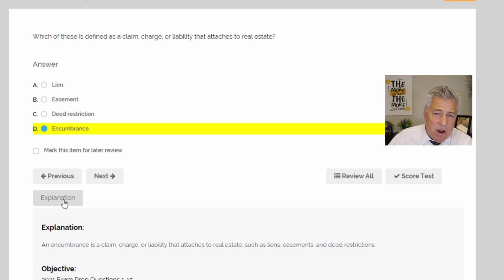But what's the definition of an encumbrance? Something that attaches to the property. It lessens its value or impairs its use, but it does not prevent transferability.